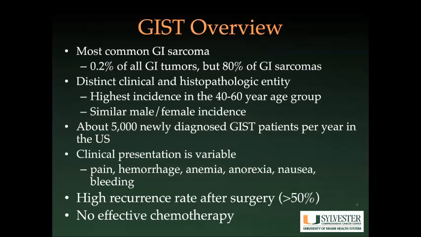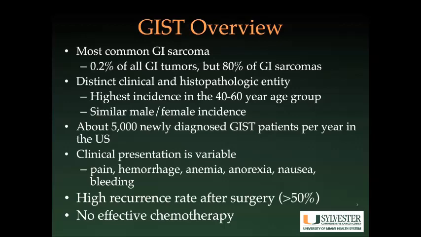It's about 0.2% of all GI tumors, about 80% of all GI sarcomas. It's a distinct entity from other sarcomas and has an incidence around the age of 50, similar male to female, and there's somewhere between 3,000 to 5,000 newly diagnosed GIST patients per year in the United States.